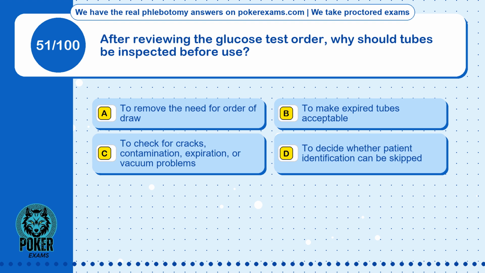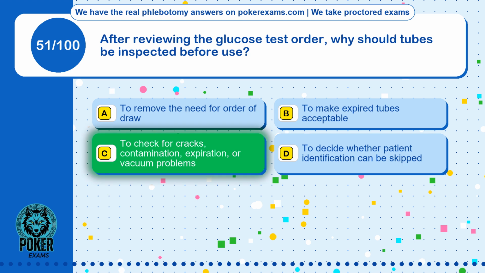Question 51. After reviewing the glucose test order, why should tubes be inspected before use? Option A, to remove the need for order of draw. Option B, to make expired tubes acceptable. Option C, to check for cracks, contamination, expiration, or vacuum problems. Option D, to decide whether patient identification can be skipped.